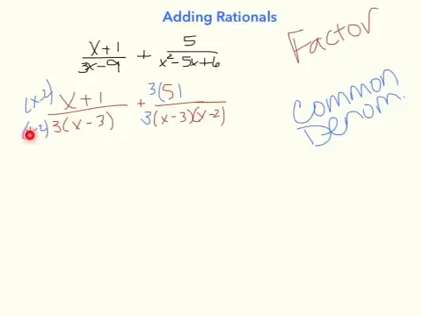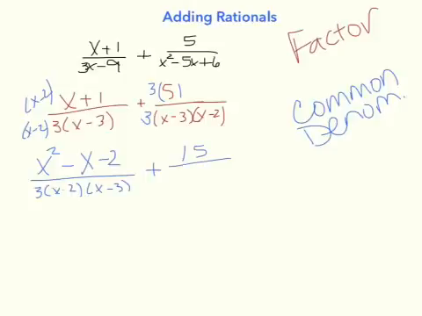Now I'm going to put them all together. So I have x minus 2 times x plus 1 up here, so I have to FOIL that. So that's x squared minus x minus 2, and then my common denominator, plus 3 times 5 is 15, and then the common denominator. And you probably want to order them so they're the same, but I didn't. It doesn't really matter.